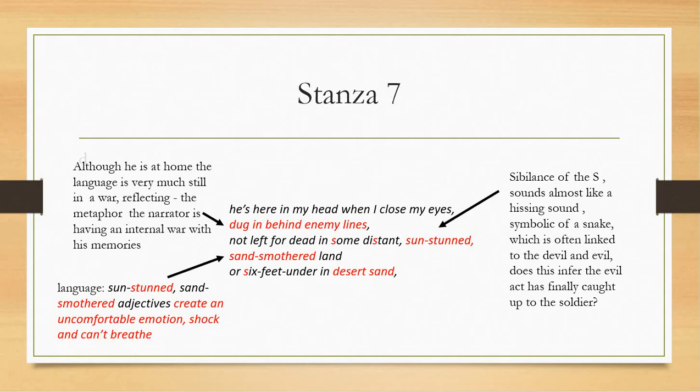Now, to me, this is symbolic of a snake. The hiss, a snake, which is often linked to the devil and evil. Does this infer that the evil act has finally caught up with the soldier? That he is now in this hell? The sibilance, the hissing sounds of the devil. So if we look at it, in some distant sun-stunned, sand-smothered land, or 6 feet under in desert sand, it has an evil feel to it. The sibilance creates a dark mood and the dark atmosphere of the poem.